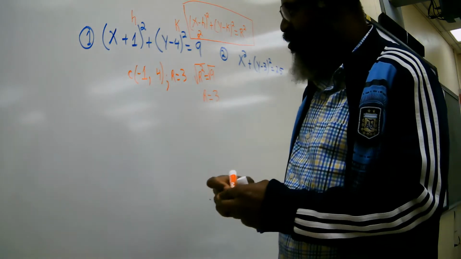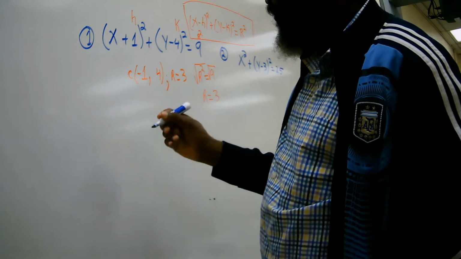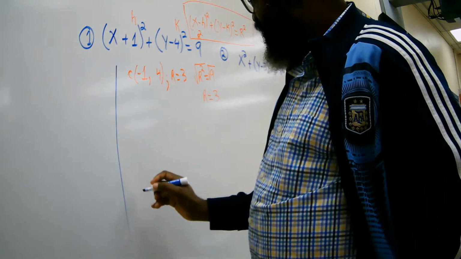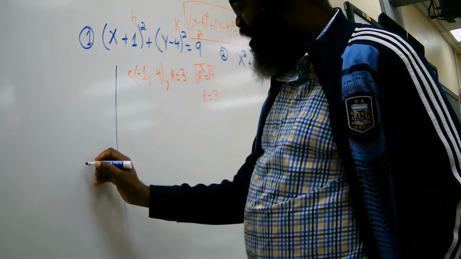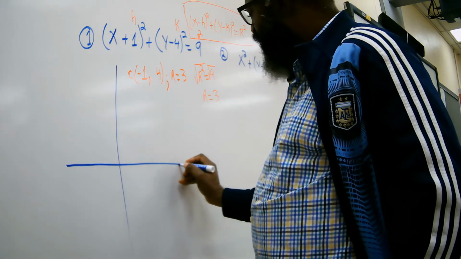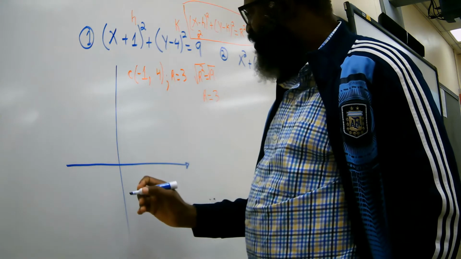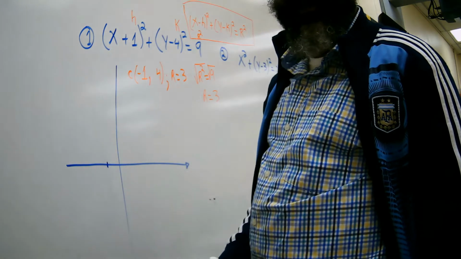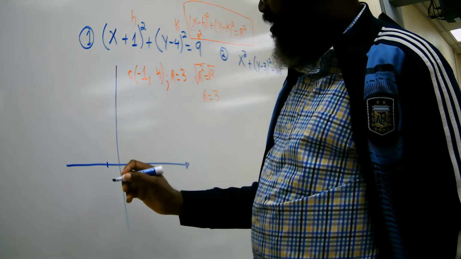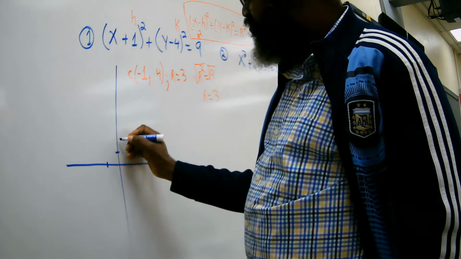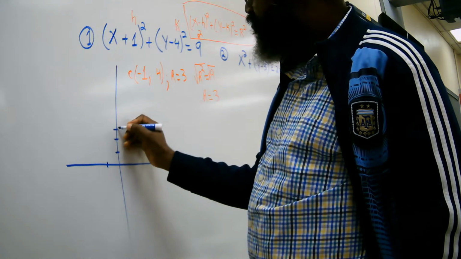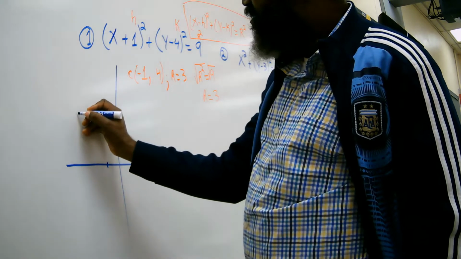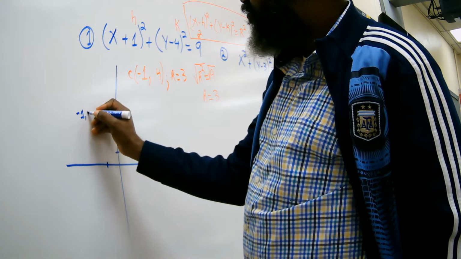So I will go in the coordinate grid. In this case, I am at -1, 4 is the center. So I will have to go 1 unit to the left and go 4 units up. That will be my center. My center is located at (-1, 4).